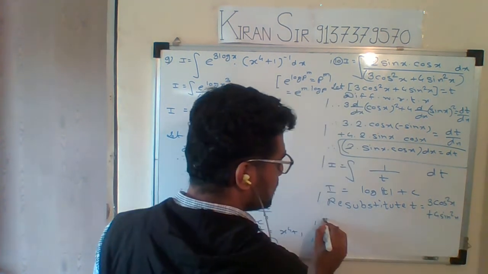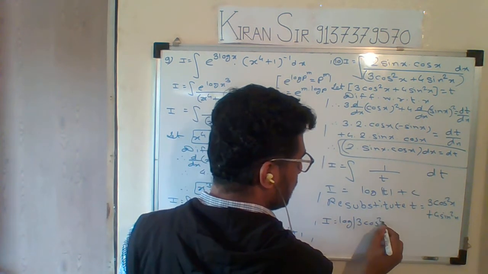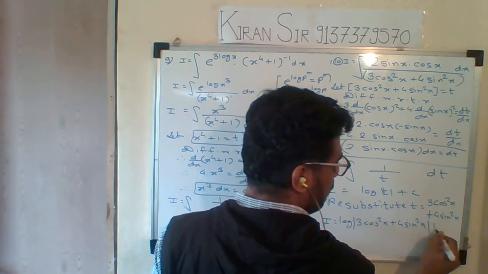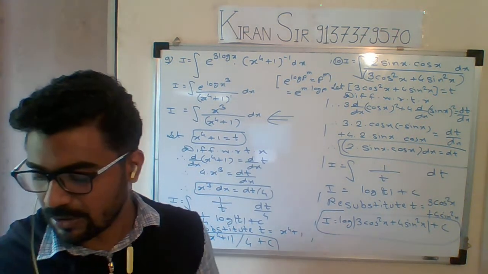So now the final answer is log of 3 cos square x plus 4 sin square x, plus c. This is your final answer. Hope you understood the numerical. All of you please copy.